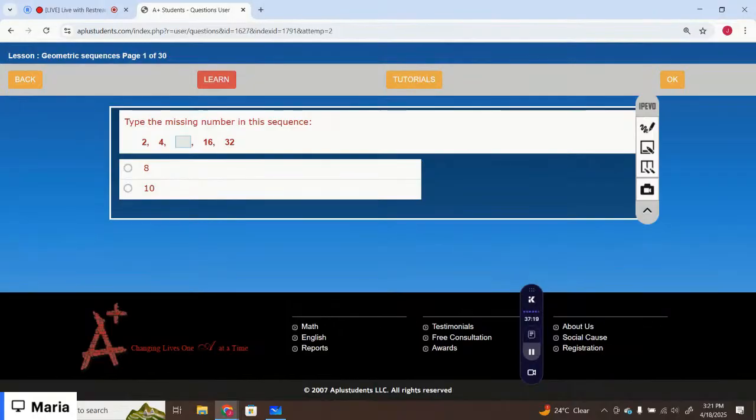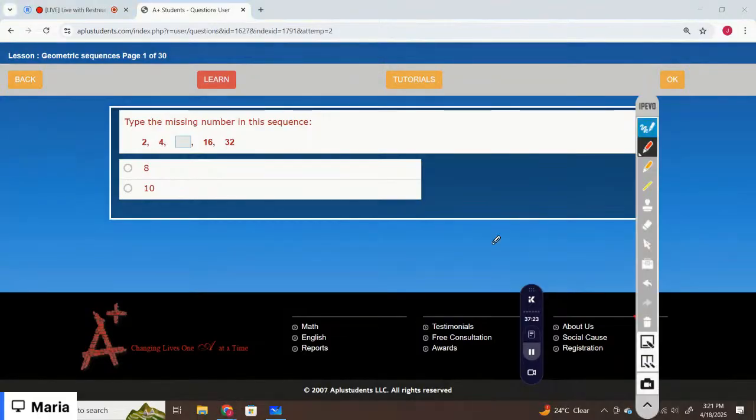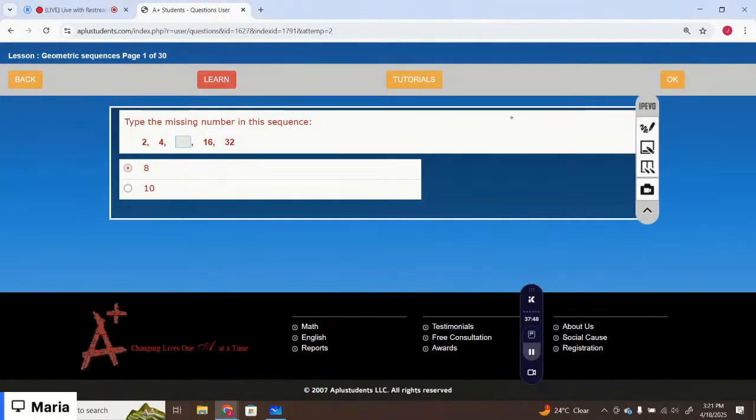Type the missing number in the sequence. The geometric sequences grow by multiplying or dividing a number. So 2 times 2 is 4, 4 times 2 is 8, 8 times 2 is 16, 16 times 2 is 32, so that is 8. The missing number is 8. Option number 1 is the correct option.